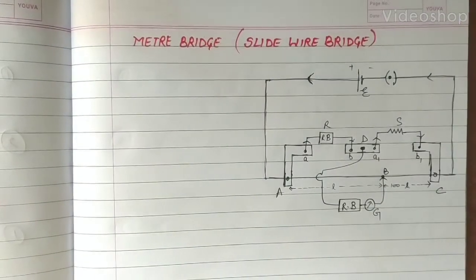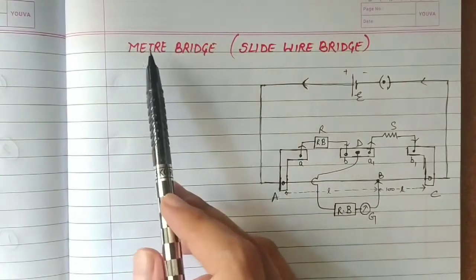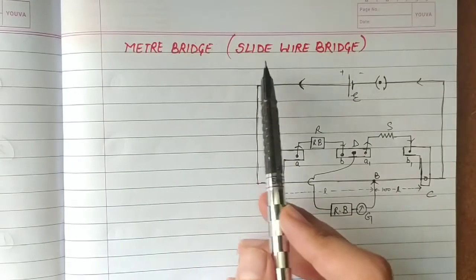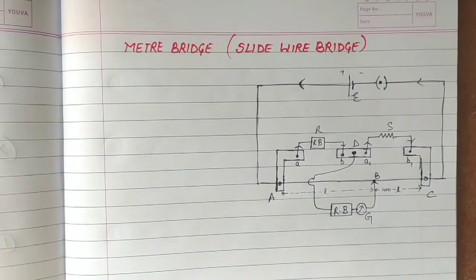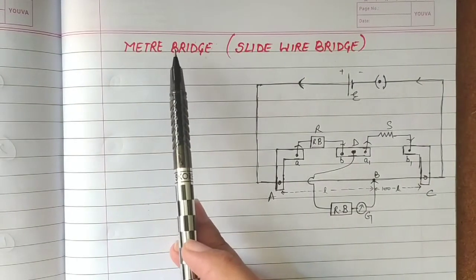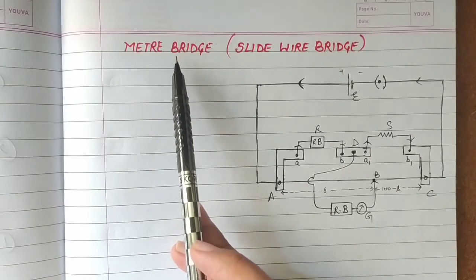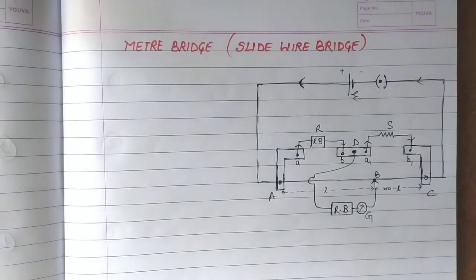Hello students, this video from the chapter Current Electricity is about the instrument called meter bridge, or it is also called slide wire bridge. In this video we will see what a meter bridge is, on what principle it works, how it is constructed, and what the working of a meter bridge is. So let's begin with the meter bridge.